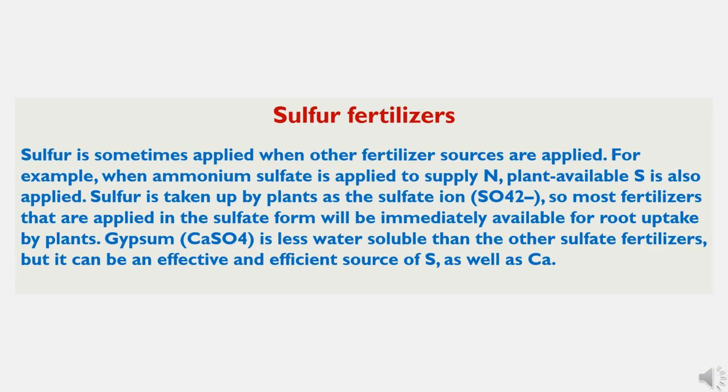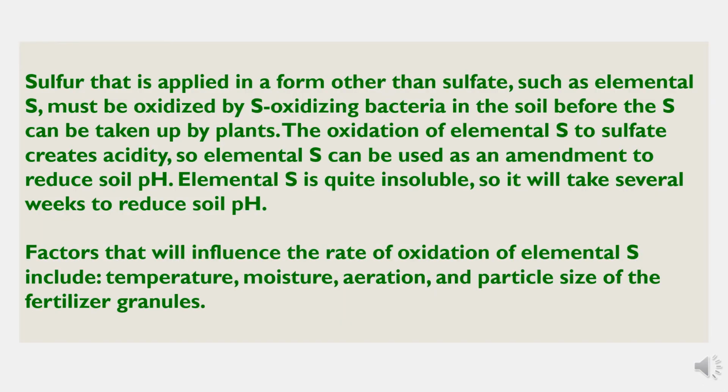Gypsum, calcium sulfate, is less water soluble than the other sulfate fertilizers, but it can be an effective and efficient source of sulfur as well as calcium. Sulfur applied in a form other than sulfate, such as elemental sulfur, must be oxidized by sulfur oxidizing bacteria in the soil before the soil sulfur can be taken up by the plants.